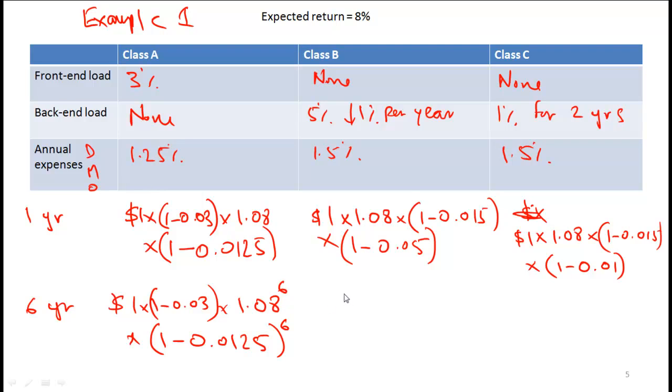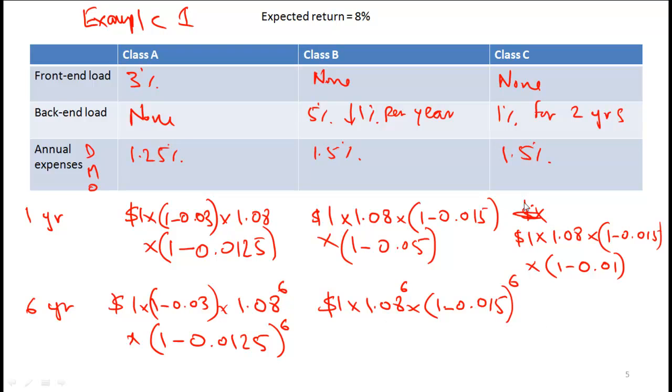If you invest in class B shares, now the good thing is there is no fee involved here because you have gone to 6 years. So the $1 now grows at 8%, and this is for 6 years, and the only charge you have is the 1.5%. So you multiply this by 1 minus 0.015 to the power of 6. So that will give you your answer.